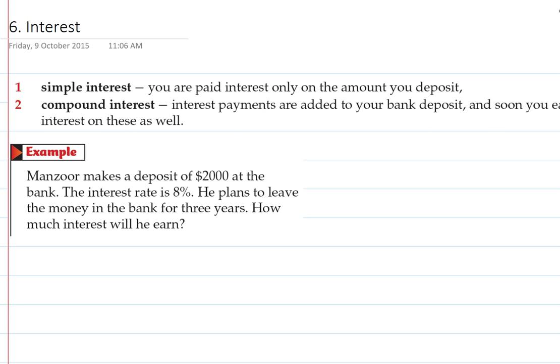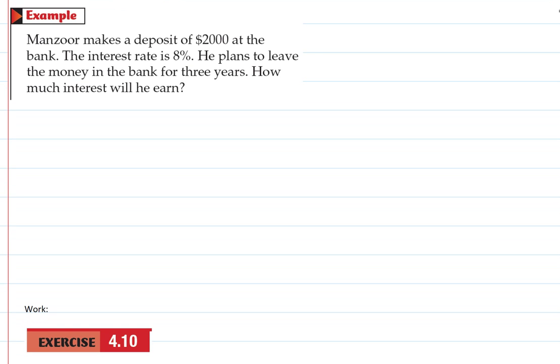Now compound interest is what we use in the real world, and in your NCEA assessment that's what you're going to be using as well. So let's look at this question here. Manzor makes a deposit of $2,000 at the bank. The interest rate is 8%. He plans to leave the money in the bank for 3 years. How much interest will he earn?